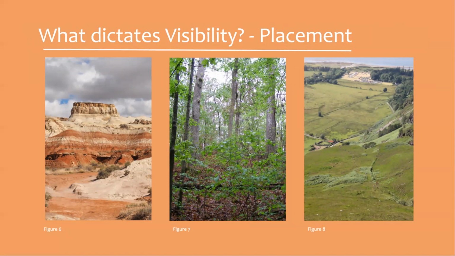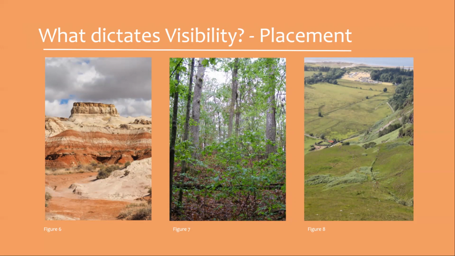Looking at figure 6, you are in a desert. As you can see, there is not a lot of vegetation. However, there are different heights or elevations of hills and mesas and canyons. And these can obstruct how far you can see. There is a hill in front of you, but you can't see what's behind that hill. And that is due to your placement in that landscape.